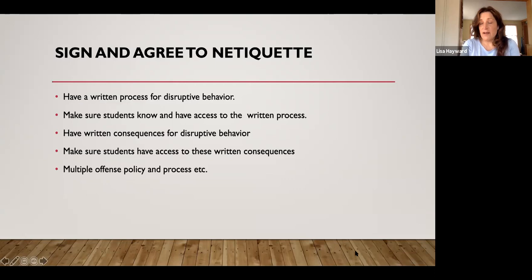After you've created your netiquette, and we'll talk about some clauses in more detail in a few seconds, have your students sign and agree to the terms of it. So make sure you've got a written process for disruptive behavior in this. Make sure that students know and have access to the written process. Make sure you've got written consequences for disruptive behavior, and make sure students know and have access to those written consequences. And as a best practice, include a multiple offense policy and process in that.